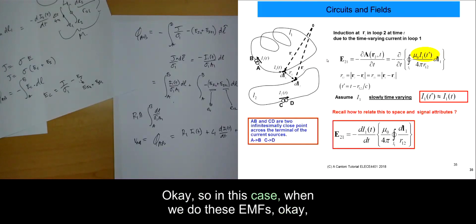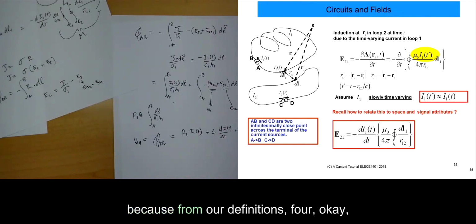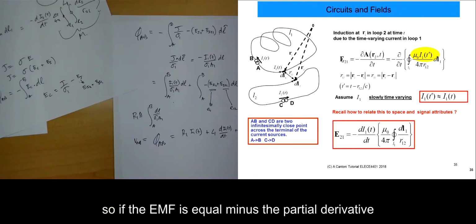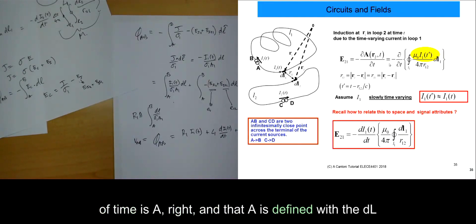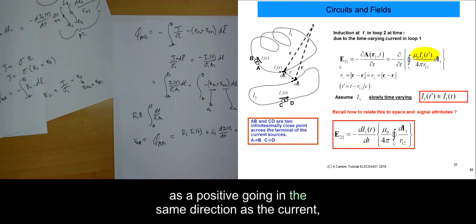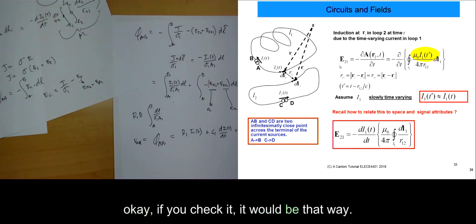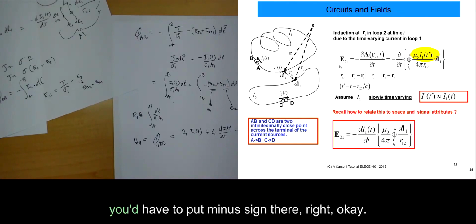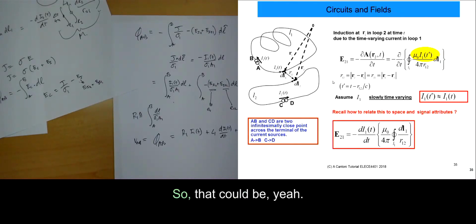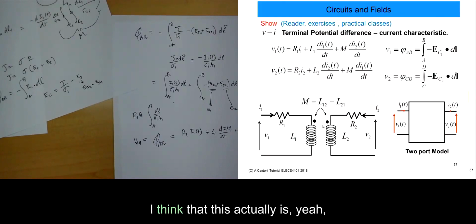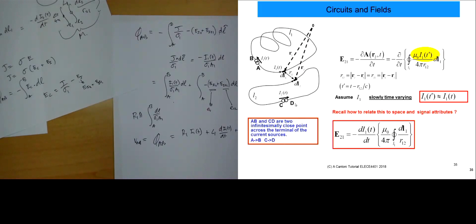In this case, when we do these EMFs, they assume a particular direction of DL, because from our definitions from way back for what A is, if the EMF is equal to minus the partial derivative with respect to time of A, then A is defined with DL as positive going in the same direction as the current. If you check it, it would be that way. If DL was in the opposite direction, you'd have to put a minus sign there.